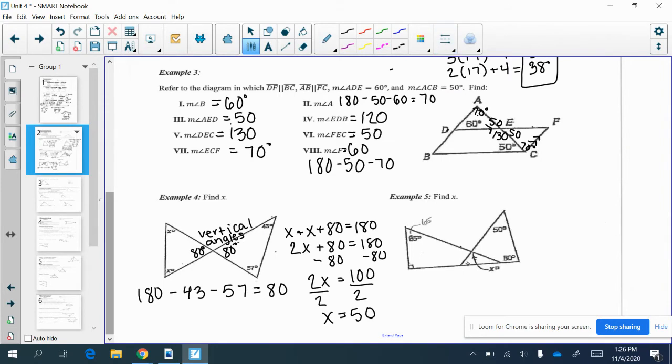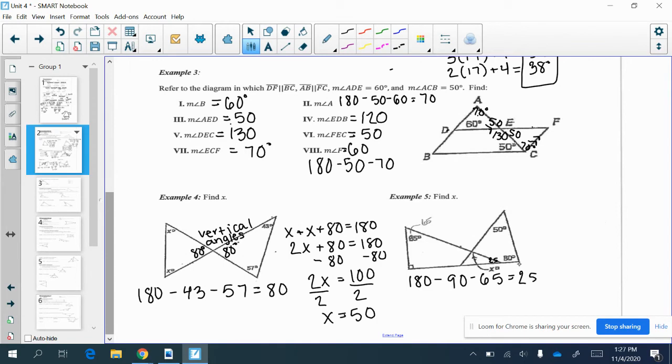we can find these other 2 angles by subtracting to find the 3rd angle from 180. So 180 minus 90 minus 65 gave me 25. So this angle right here is 25.